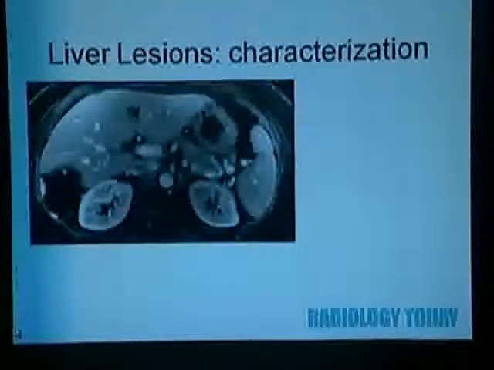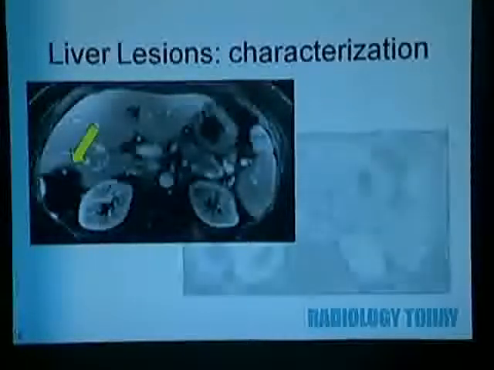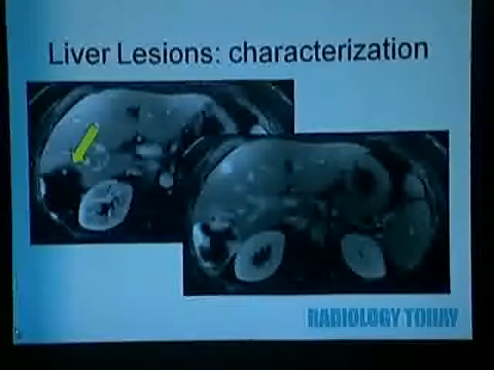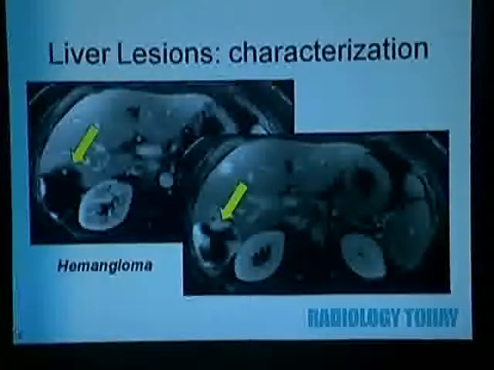Here's another case, an incidental lesion that we often see. Serial tailored MRI images with contrast demonstrate progressive peripheral nodular enhancement, as seen here. There's another smaller lesion within the right hepatic lobe, which also demonstrated progressive enhancement. And these were hemangiomas, benign, the workup's over.